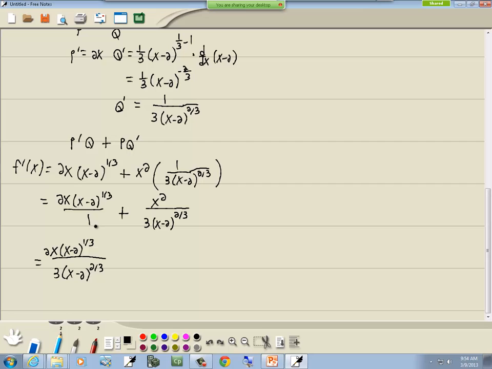Well, on our first fraction here, I multiplied the bottom part by 3 times x minus 2 to the 2/3, so I have to multiply the top part by it. So times 3 times x minus 2 to the 2/3. Now our second fraction we didn't have to do anything with, so it stays as is. And I'm going to continue it up above.